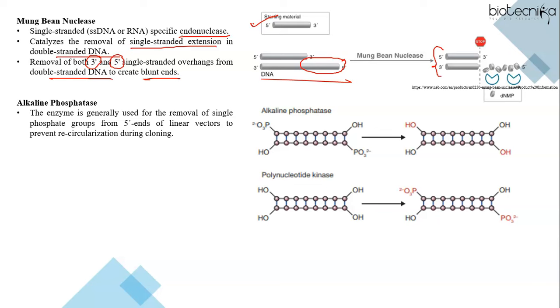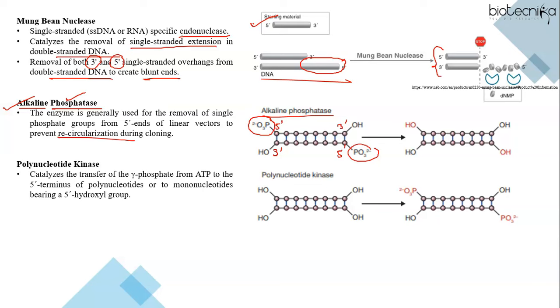Then alkaline phosphatase. Alkaline phosphatase is an enzyme which removes phosphate group from 5' end. As shown in this figure, alkaline phosphatase enzyme removes the phosphate group present at 5' end. So at 3' end you have hydroxyl group. This is useful when we have to prevent the recirculation of the linear vectors during cloning. And the name alkaline is given because this enzyme is active at alkaline pH. So that is why we call it alkaline phosphatase.